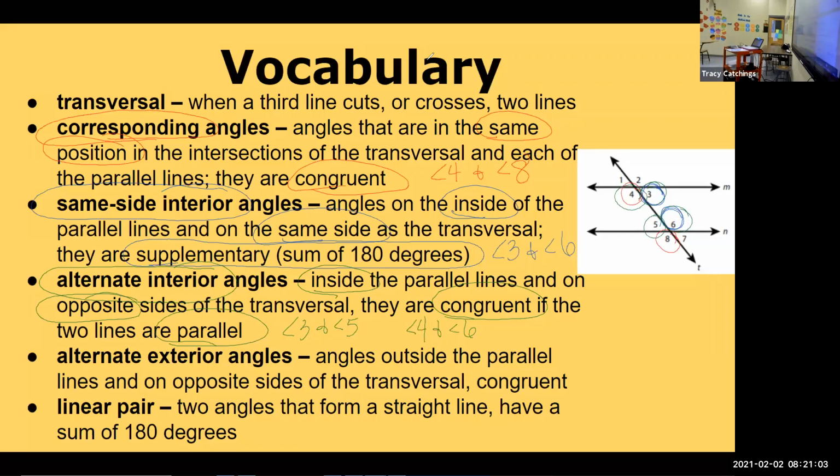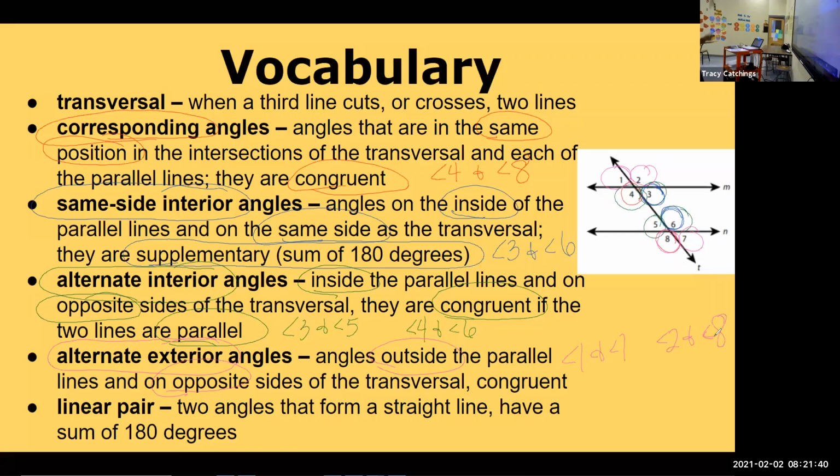Angles outside the parallel lines and on opposite sides of the transversal, congruent. Good job. Once again, that name gives it away. Alternate exterior tells us that they are opposite each other. Exterior tells us they are on the outside. Somebody give us a pair of alternate exterior angles. 1 and 7. 8 and 2. I heard 1 and 7, and then I heard 2 and 8. They're on the outside, and they're opposite sides of that line that's in between them.